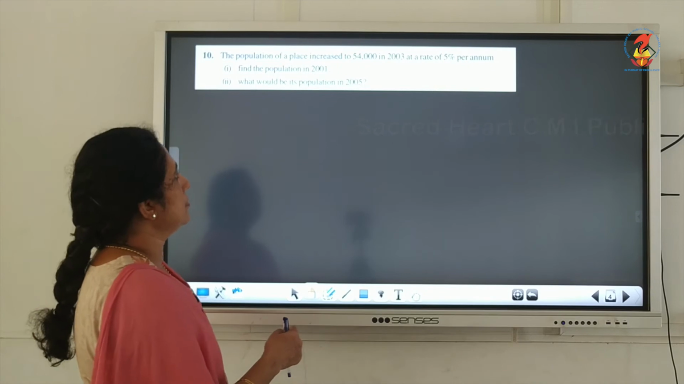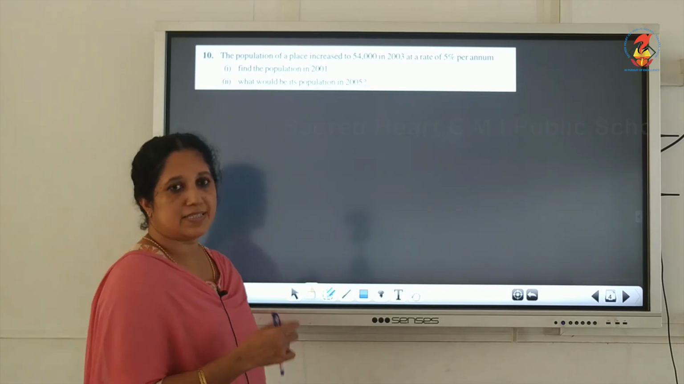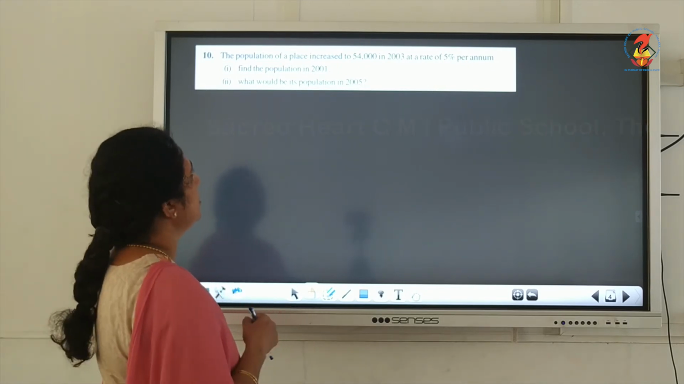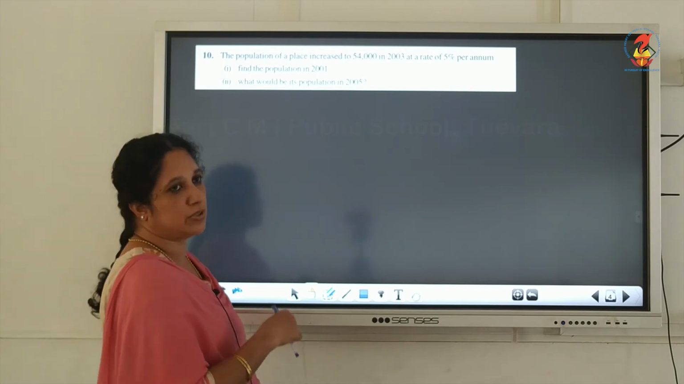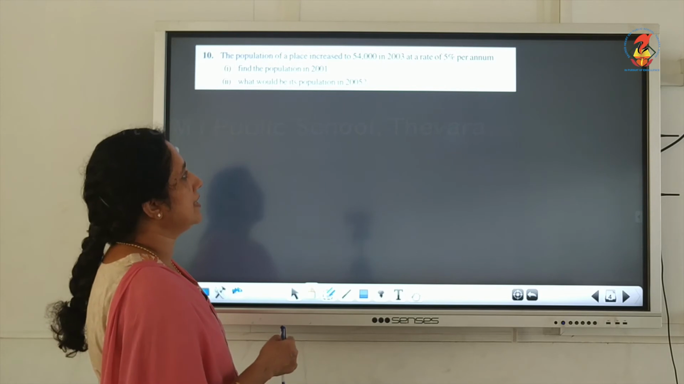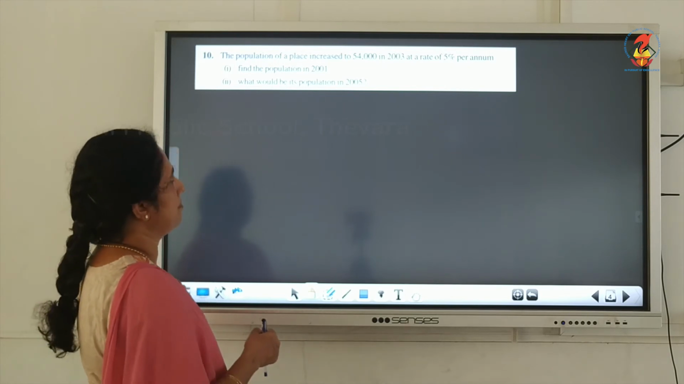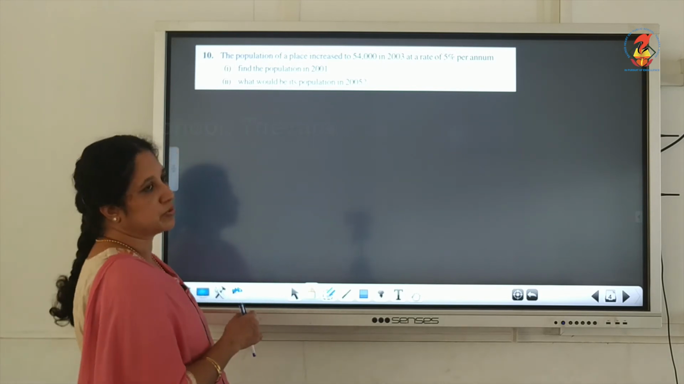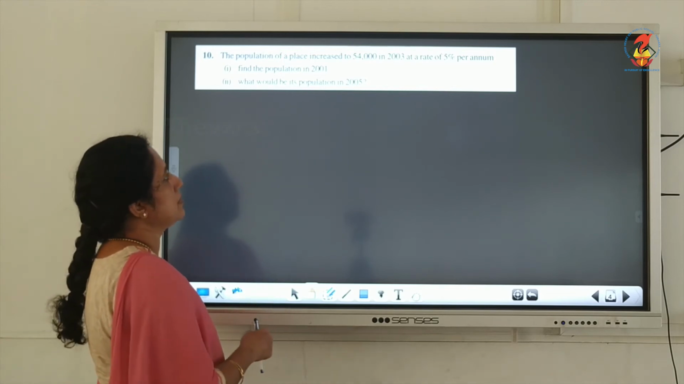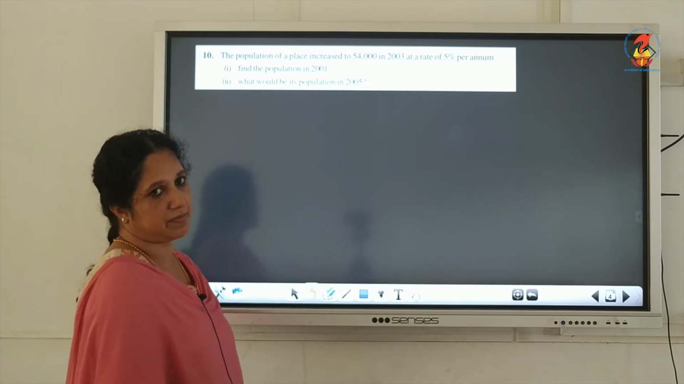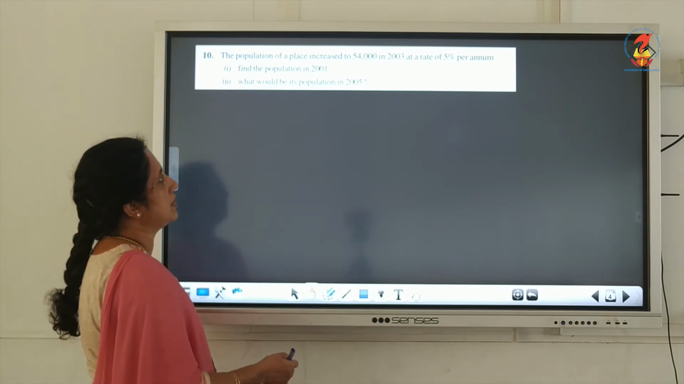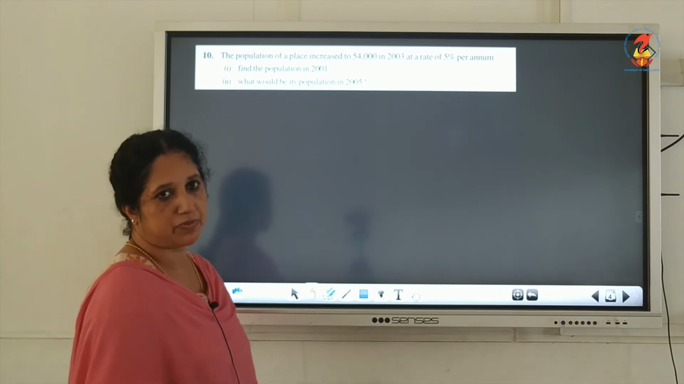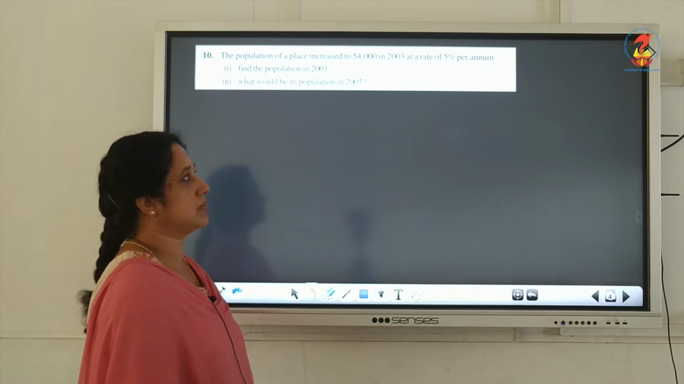Now we will look into the problem given in exercise 8.3, 10th question. The population of a place increased to 54,000 in 2003 at a rate of 5% per annum. Find the population in 2001. What would be its population in 2005? So we have two questions. You have to find out the population in 2001 and you have to find out the population in 2005. What would be the population in 2005?